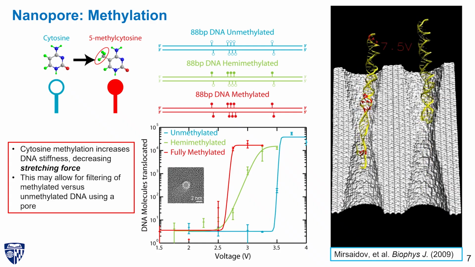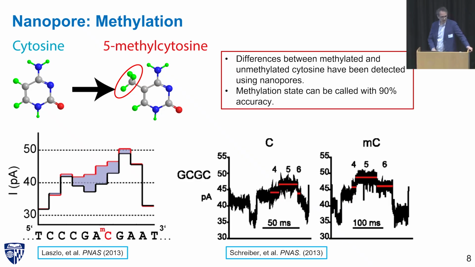It turns out when it's methylated, it's actually stiffer, so it can go through the pore at a lower voltage. Others, including somebody sitting right there from University of Washington, and then also a group from University of California, Santa Cruz, Mark Akeson's group, tried to look to see, well, can I actually tell this by measuring the current as methylated DNA versus unmethylated DNA is going through the pore? And they found, in fact, that you could.